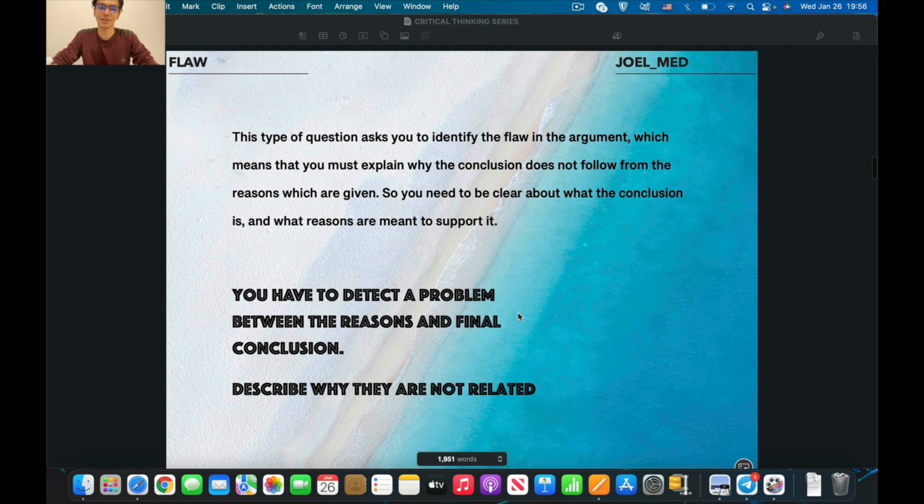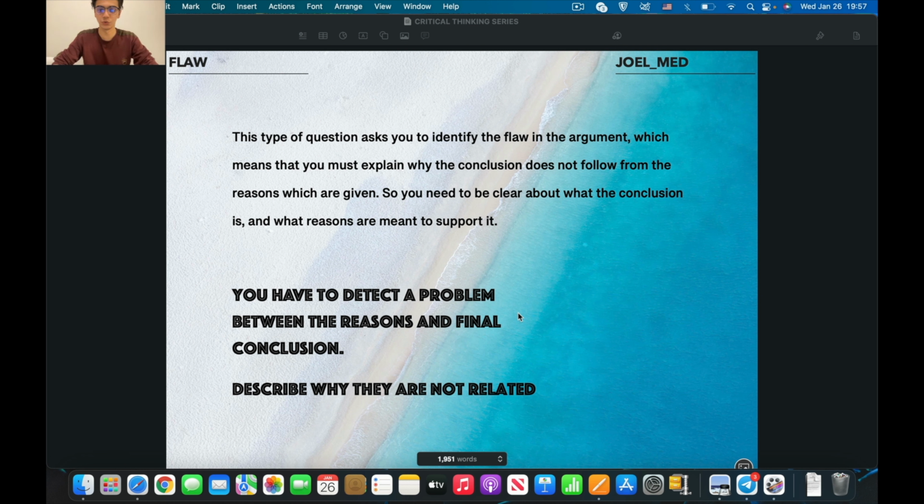In the next type of questions, we have flaw or error. This type of question asks you to identify the flaw in the argument, which means you must explain why the conclusion does not follow from the reasons which are given. So you need to be clear about what the conclusion is and what reasons are meant to support it. For example, you have to say what the statements are saying and what the conclusion is. There is some unrelated thing between these two parts, the conclusion and the statements.